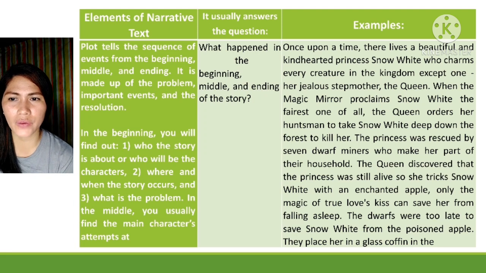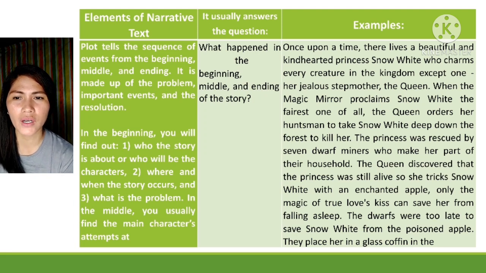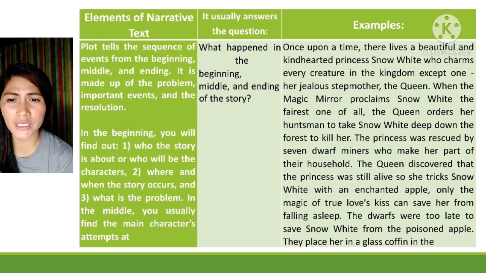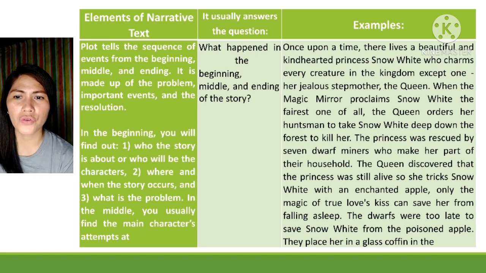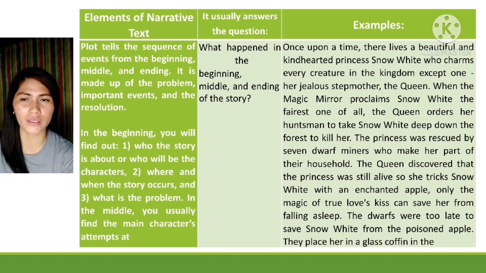The princess was rescued by 7 dwarf miners who make her part of their household. The queen discovered that the princess was still alive, so she tricked Snow White with an enchanted apple. Only the magic of true love's kiss can save her from falling asleep. The dwarfs were too late to save Snow White from the poisoned apple. They placed her in a glass coffin in the forest and mourned for her.